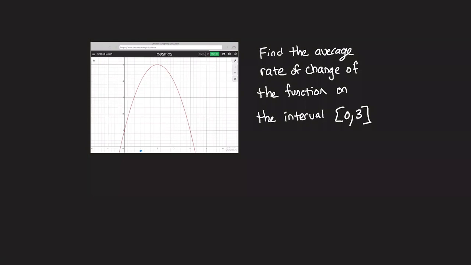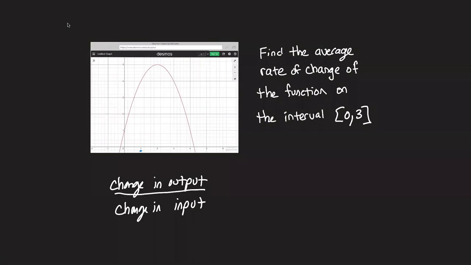So what we have to do is recall from our last video that the average rate of change is going to be our change in output divided by our change in input. So this is what we're trying to compute here. What is the change in output? And then we're going to take that and divide by the change in input. So our goal becomes, when we look at the graph, we need to figure out, what are our outputs and what are our inputs from this graph?